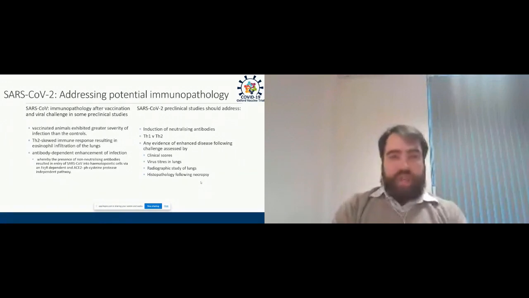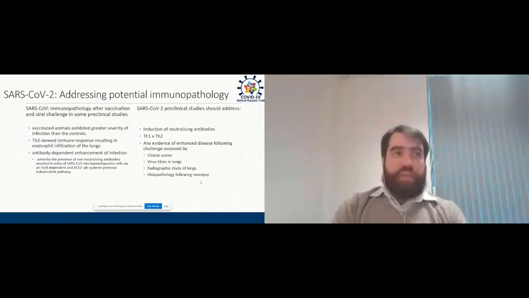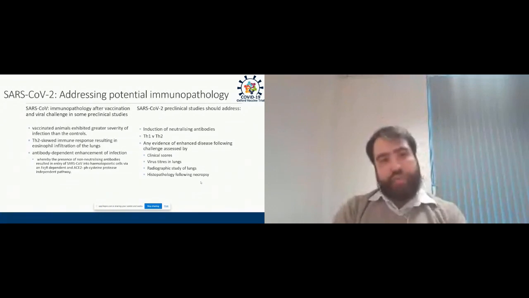So there was a lot of concern when we first started the SARS-CoV-2 vaccine studies here at Oxford around the potential for disease enhancement or immunopathology. It's worth just saying that any of the preclinical animal data that we had on the MERS-CoV vaccine did not show any evidence of disease enhancement. So that gave us more confidence that this wouldn't be the case for our COVID vaccine as well.